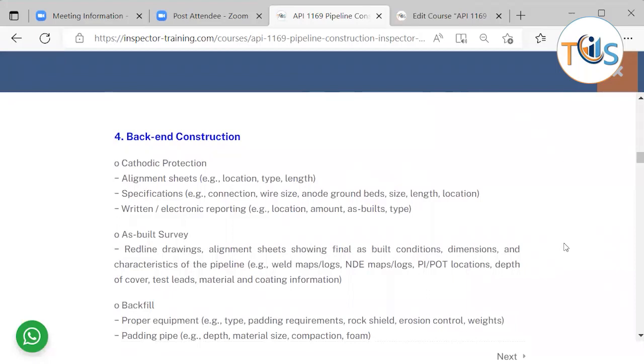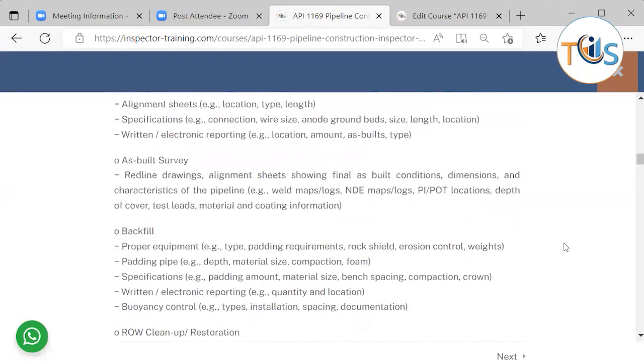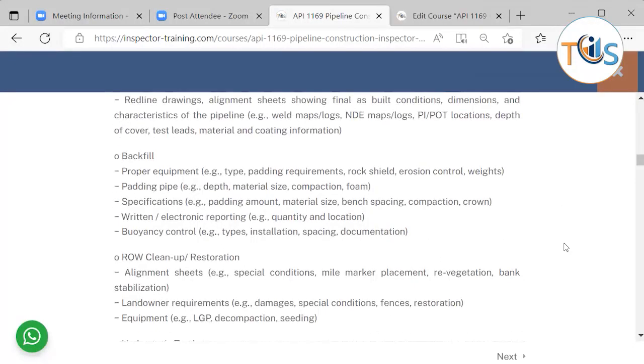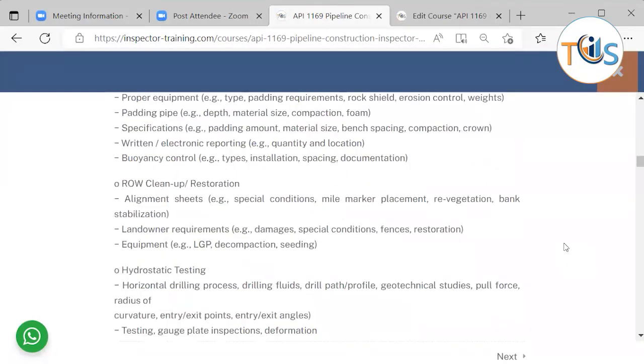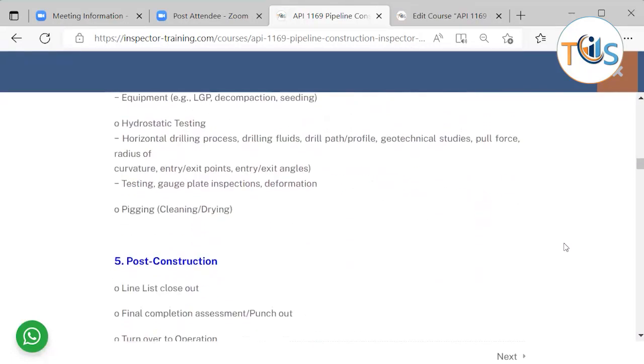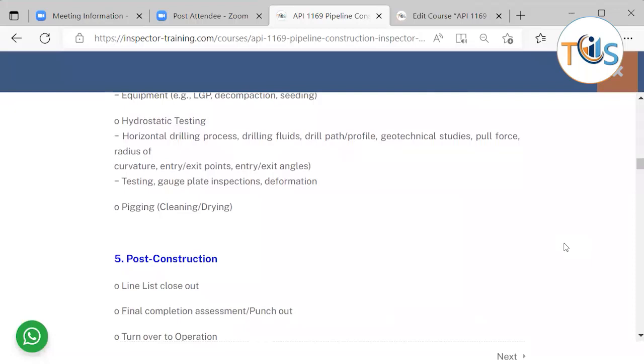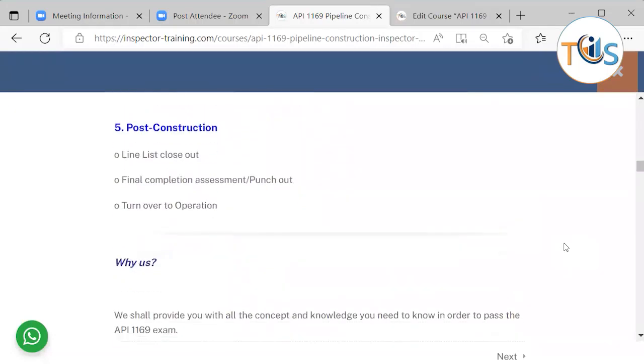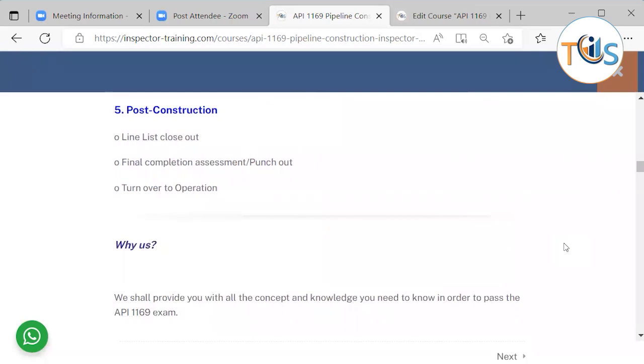Back-end construction includes cathodic protection, as-built survey, backfill, right-of-way cleanup, restoration, hydrostatic testing, and pigging. The post-construction includes line list, final completion, and turnover.